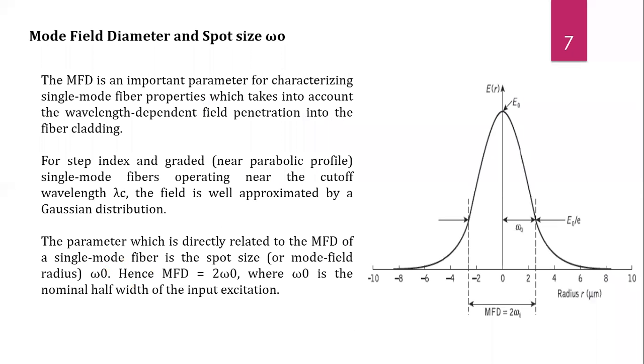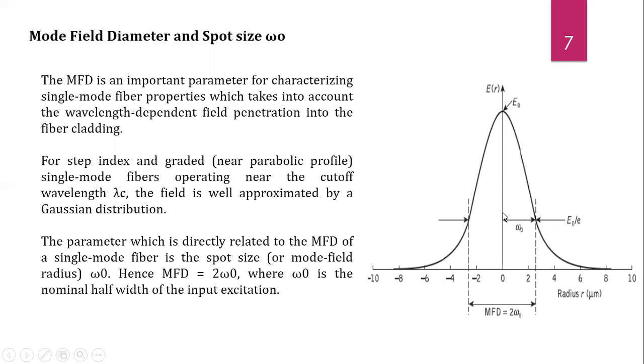So next we can see what we mean by mode field diameter and spot size. This mode field diameter can be shortly represented as MFD. This MFD is a fundamental parameter of single mode fiber. This parameter is determined from mode field distribution of the fundamental mode, that is the LP01 mode, in step index and graded index mode fiber. The field amplitude distribution is approximated by this Gaussian distribution. We all know this is the Gaussian distribution, right? So we can approximate this MFD of a single mode or graded fiber by using this Gaussian distribution.